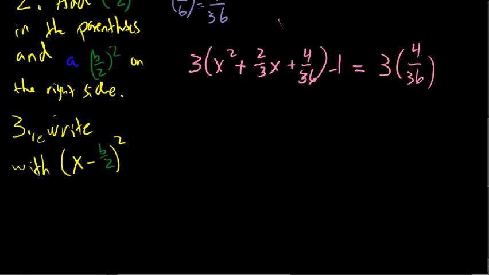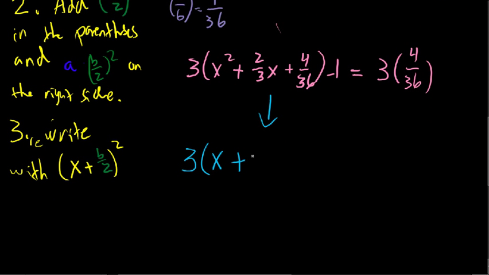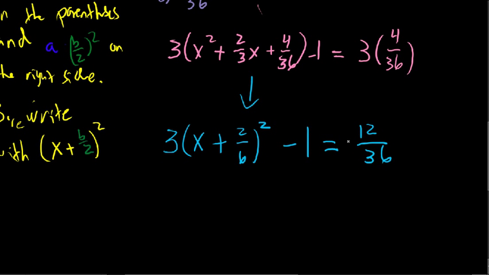Anyway, so rewrite with x minus b over 2 squared. Because we added this 4 over 36, we can now rewrite this as 3 times x, I believe this should actually be plus b over 2. Sorry about that. 3 times x plus b over 2, which we decided was 2 over 6, squared, minus 1 equals, and I'm going to go ahead and multiply this. 3 times 4 is 12, so we have 12 over 36.